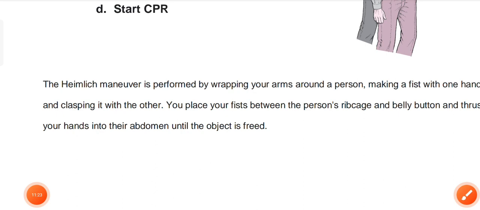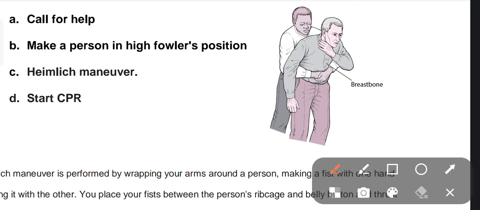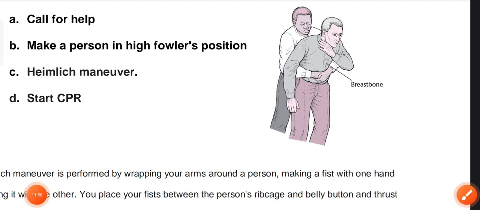So here you can see the picture. Here the person is choking, and another person is standing behind the person, holding his hands and pressing over the rib cage and abdomen. So when we give the pressure over here, what will happen? The object which is present in the throat, in the neck region, can come out by doing this pressure. So this is called the Heimlich maneuver.